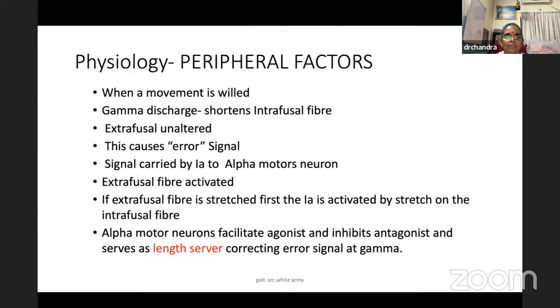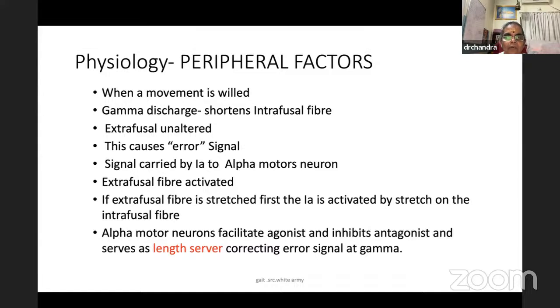When you start thinking that you want to go to your office, that goes through a cortical influence on the gamma motor neuron and produces a gamma discharge. The gamma discharge is efferent for the intrafusal fiber. So when the body wills a movement, gamma discharge shortens the intrafusal fiber. But at this time, the extrafusal fiber is unaltered. Intrafusal fiber and the extrafusal fiber are longitudinally aligned in balance.